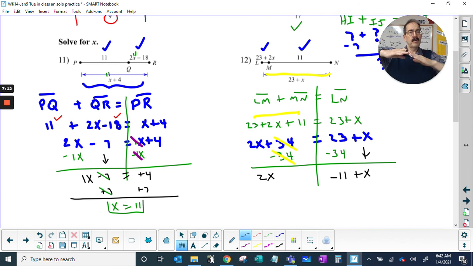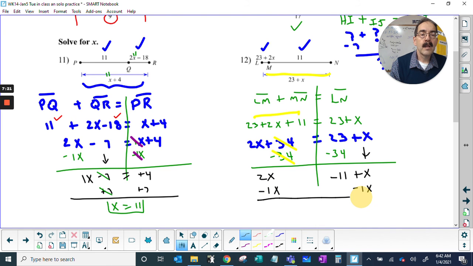I've got to move this positive to the other side. Whatever I do to one side, I've got to do to the other. So I'm going to subtract 1x from both sides. We accomplished our goal: x minus x goes away. 2x minus 1x gives me 1x. I still have the equals. Negative 11. Well, that's cool. This whole thing turned out to be negative 11. This was positive 11.